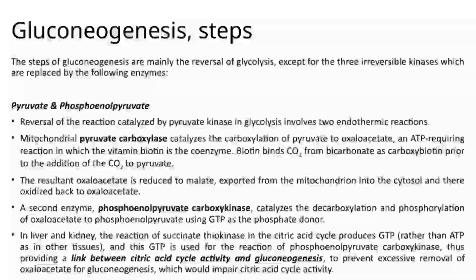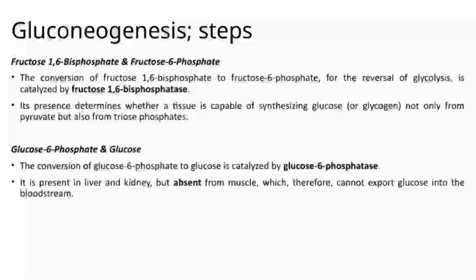Let's look at some key steps in gluconeogenesis. First, consider the conversion of fructose 1,6-bisphosphate to fructose 6-phosphate. This step essentially reverses a part of glycolysis and is catalyzed by an enzyme called fructose 1,6-bisphosphatase. This enzyme is crucial because its presence in a tissue determines whether that tissue can make glucose not only from pyruvate, but also from triose phosphates. So, it highlights the tissue-specific capacity for glucose synthesis.